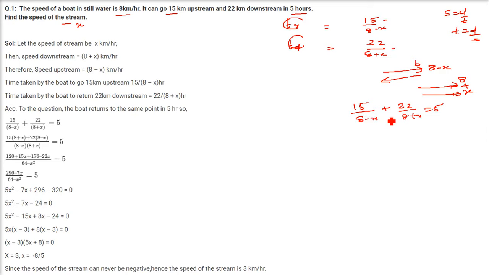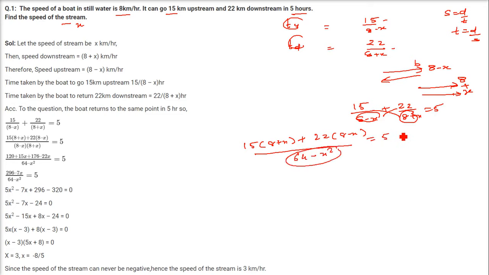So let us solve it. Let us multiply 15 with 8 plus x and then 22 with 8 minus x, and you have 8 plus x and 8 minus x. So this is a plus b, a minus b. So I'm directly writing a square minus b square, that is a square is 8 square, that is 64, minus x square equal to 5. So I'm taking this on the right hand side. So this will be 15 into 8, that is 120, plus 15x, plus this will be 22 into 8, that is 176, minus 22x.